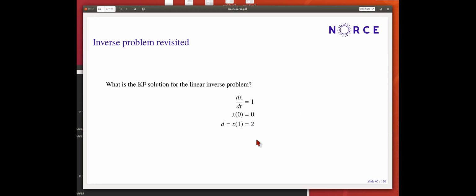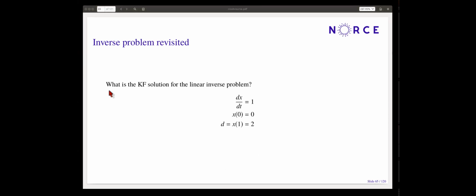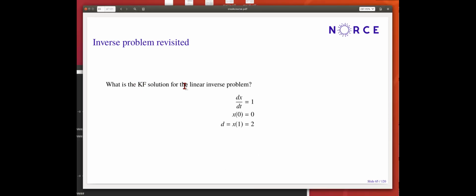Okay, this is an exercise. I let you think about it for a few seconds, but what is the Kalman filter solution for the linear inverse problem? So again, we have dx/dt equals 1. We have an initial condition. And then we have a final condition, which I just say is a measurement at t equals 1. So if you want to compute the Kalman filter solution for this problem, what would that be?